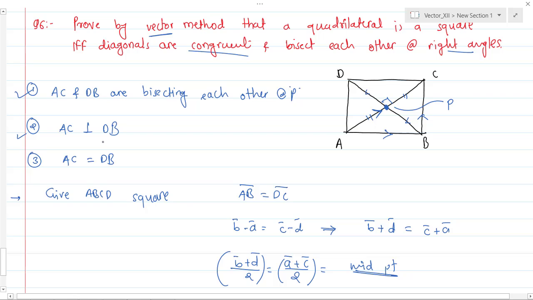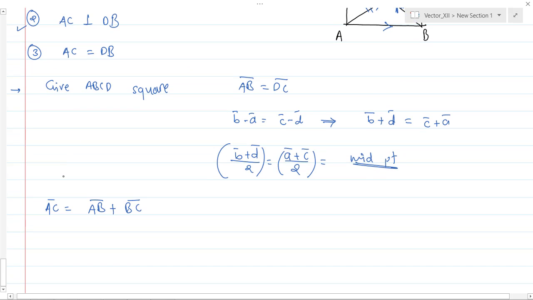Okay, now what I want is AC bar, and now I want BD bar. So let's take this BD bar here. BD bar is equal to what? This is BC bar plus CD bar. So similarly, BD bar is equal to BC bar plus CD bar. Yes or no? But what is given, as it is a square, is that AB bar is equal to DC bar. So I will write this as BC bar minus DC bar.